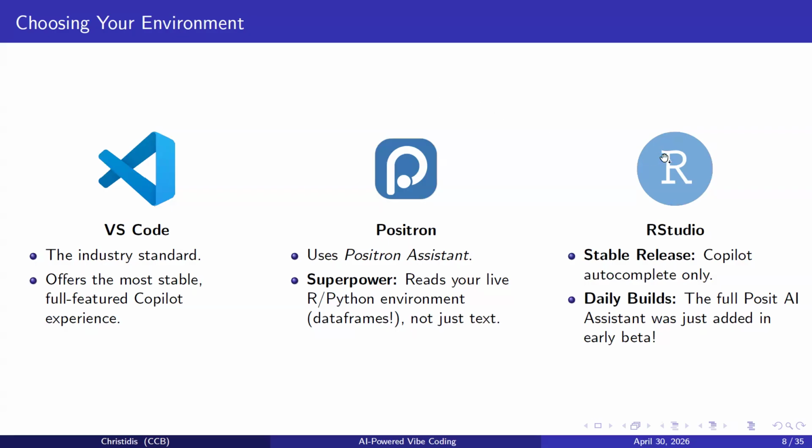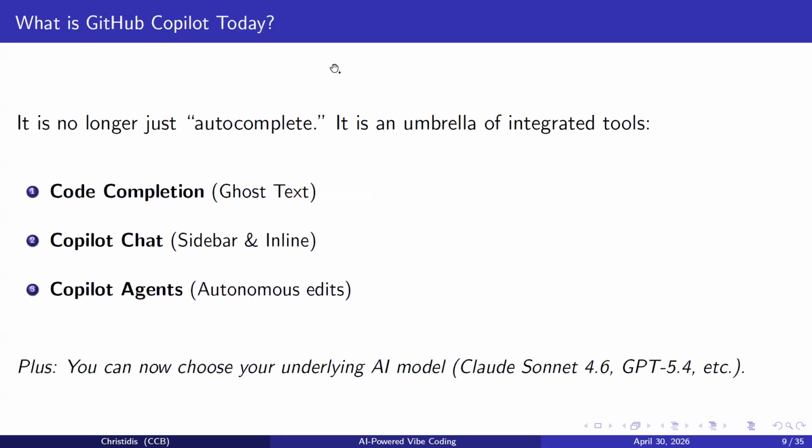So, and then for RStudio, it used to be Copilot autocomplete only. But if you get the daily build, it actually has the AI assistant incorporated as part of it. But I'll be mostly focusing on Positron today. So what is GitHub Copilot for those who don't know?